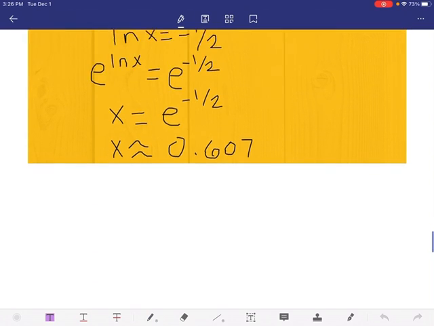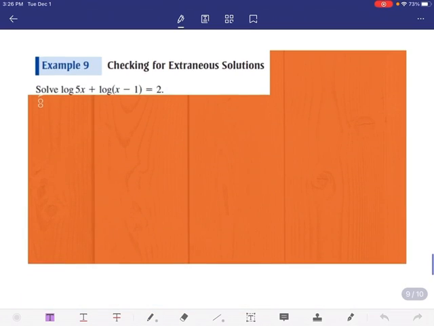So let's try one last problem. It says solve log of 5x plus log of x minus 1 equals 2. So notice that we have two logarithms, but we can't set the insides equal to each other because they're on the same side. But also notice that even if we moved one of those to the other side, we would still have that 2 there. And so that's going to get in the way of being able to set them equal to each other.